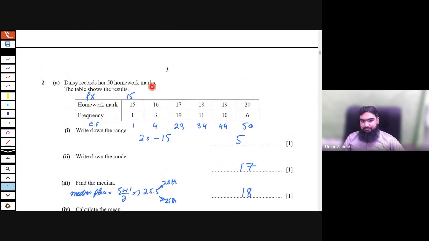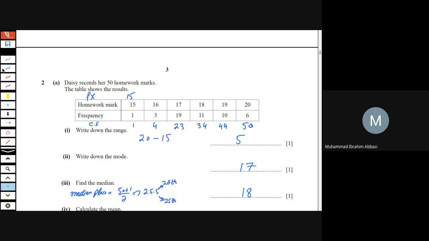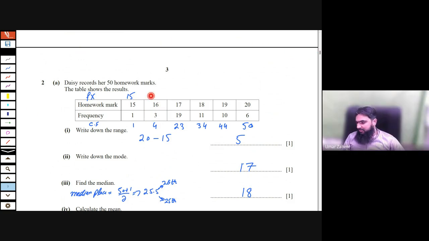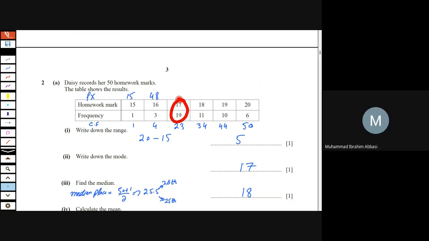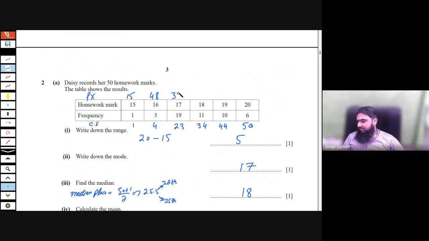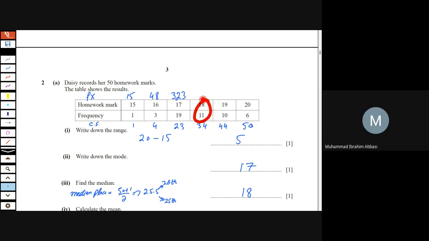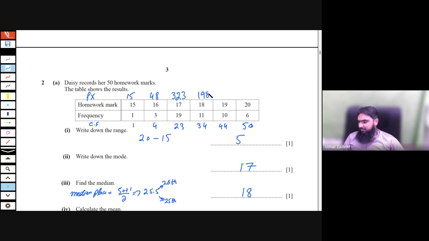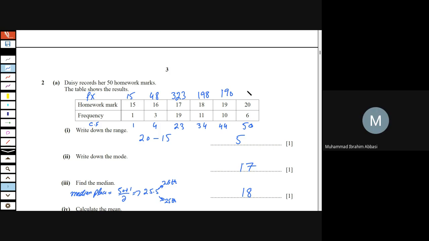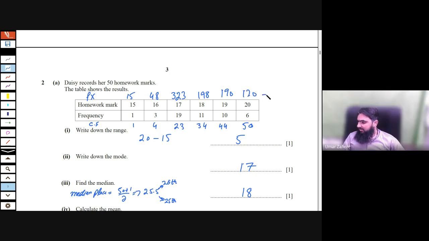So we have to add them. 3 multiplied by 16 is 48. 19 multiplied by 17 is 323. 11 multiplied by 18 is 198. Then 190, and this will be 120. Now take the sum of all the values, meaning the summation.